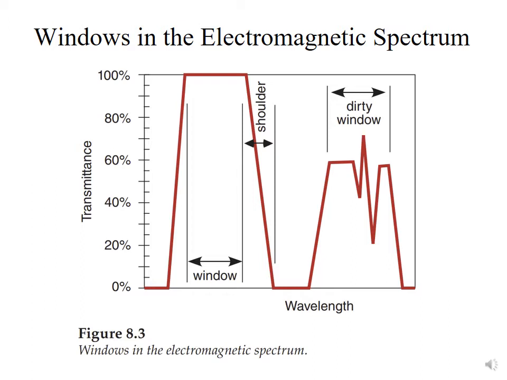And from a satellite perspective, the shoulders and the dirty windows are areas you can actually use to diagnose information about the atmosphere. You can't do that if the atmosphere is completely transparent at a given level, and you can't do that if the atmosphere is completely opaque at a level. But if you're in the shoulder region or in a dirty window region, then you can get information about the atmosphere at that altitude.